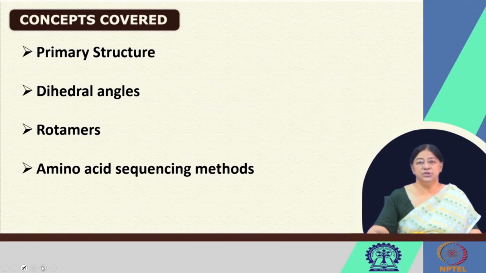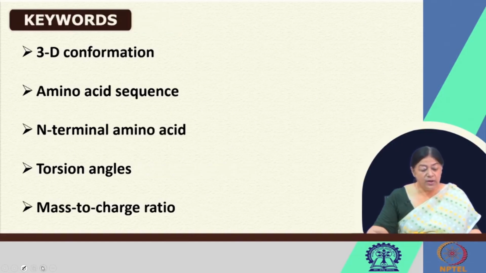And because of this rotation, there are various factors that play an important role in protein architecture. When we look at the three-dimensional conformation of proteins, there are the amino acid sequence, the N-terminal, the torsional angles, and also the mass to charge ratio of the total protein and how we can go for specific sequencing methods. We will understand the necessity of this because we want to know more about proteins, protein chemistry, protein function, and so on.